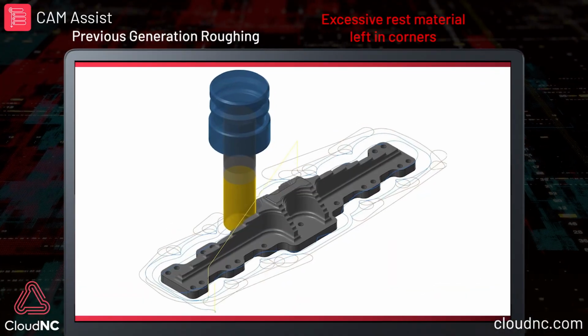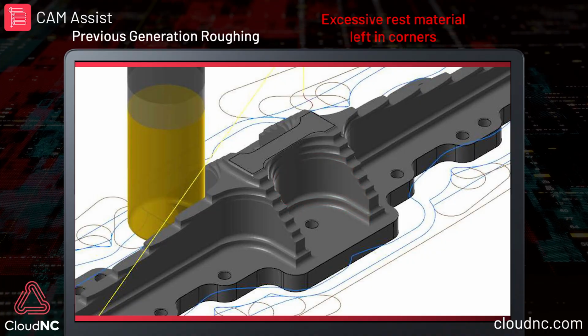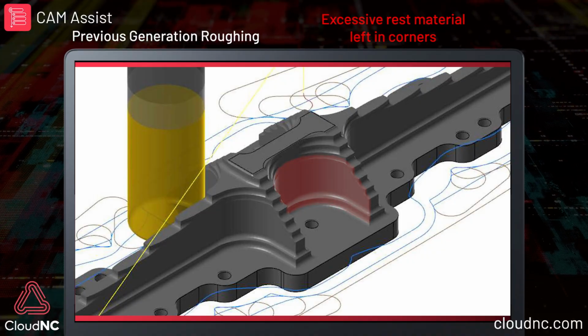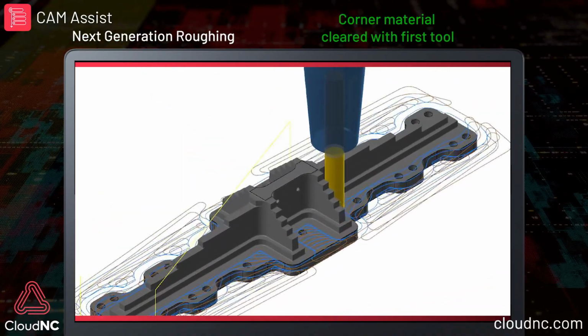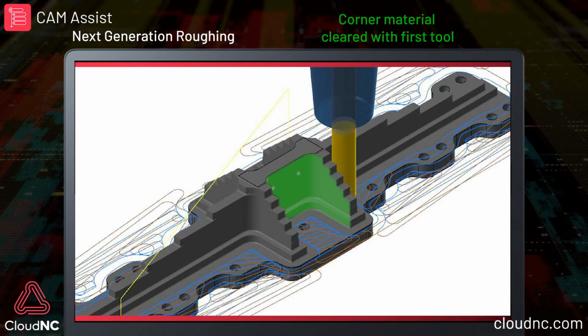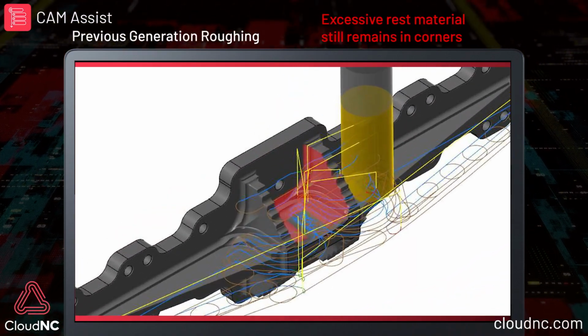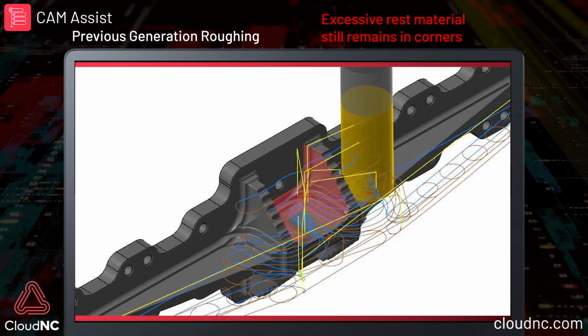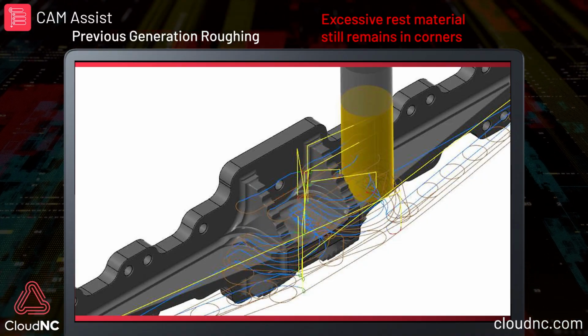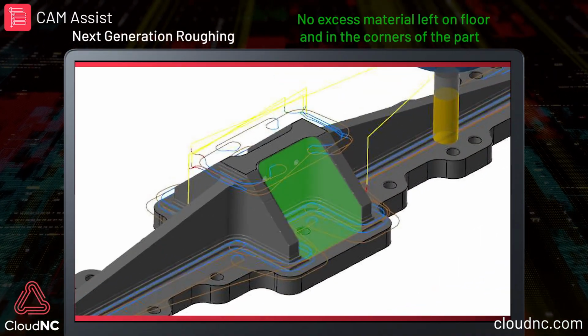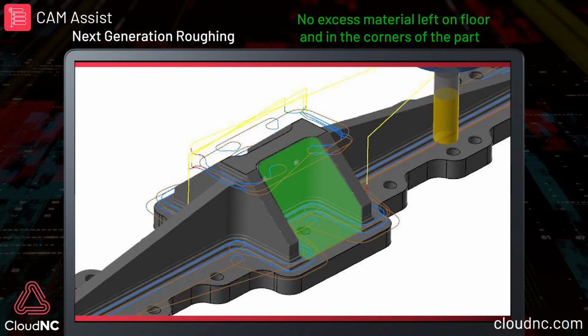In previous generation roughing, you can see excessive material has been left in the corners due to the size of the tool selected. Yet in our next generation roughing, you can see that all excess material has been removed due to a better choice of tool. Even after a switch to a smaller tool, previous generation roughing still leaves excessive rest material in the corners and on the floor. Yet with next generation roughing, all this material has been removed.